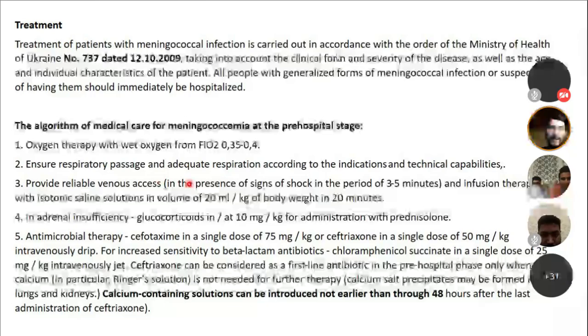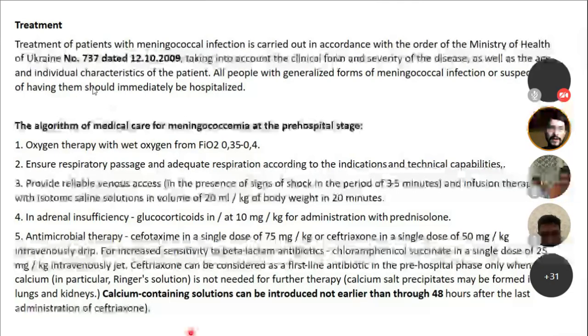So you should provide the venous access, because you should always remember that when we deal with the meningococcemia, it is a septic process which may lead to septic shock. Now, can someone tell me what is the sign of shock? Number one and main sign of shock. Just type, I will understand what you mean. What is shock?